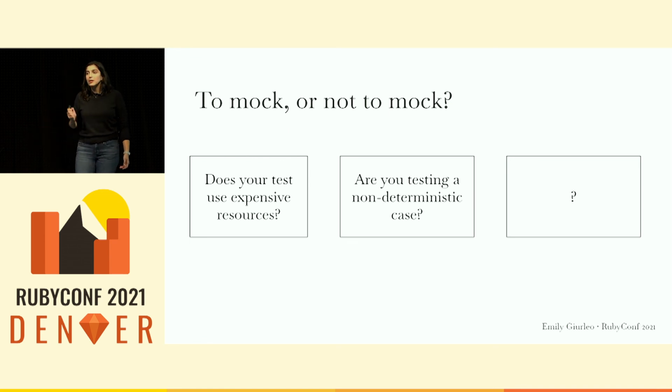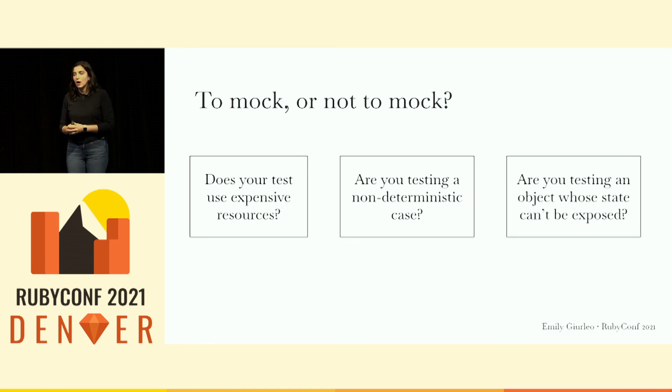And in doing so, I believe that we've completed our framework for deciding whether or not to mock with the question, are we testing an object whose state can't or shouldn't be exposed? So now our framework is complete. When we're deciding whether or not to mock, we can ask ourselves 3 questions. The first is, does our test use expensive resources, such as time, memory, or money? Are we testing code that's non-deterministic? And finally, are we testing an object whose state can't or shouldn't be exposed?